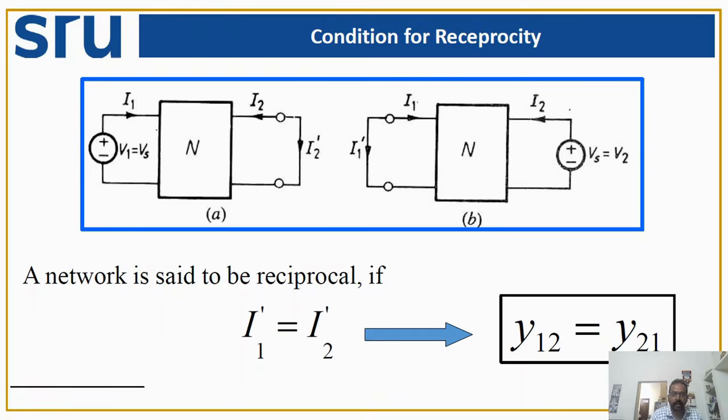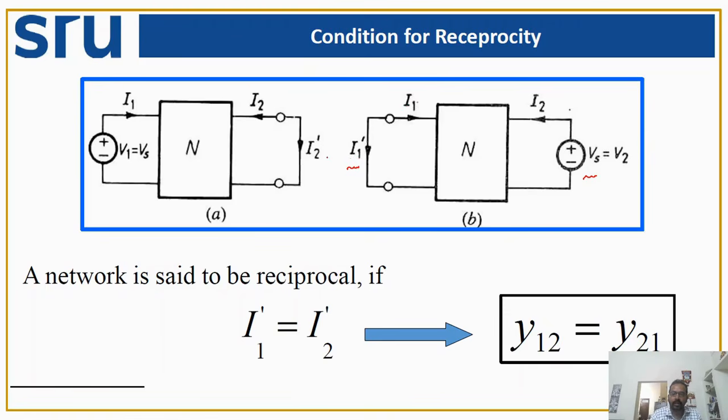So we have considered any network, say network N, and we short the output port. That is, we make V2 equal to 0 and excite at the input port, so the source voltage is V1. We get two currents, I1 and I2, and I2 is nothing but minus I2 dash. Now we exchange the response and the excitation branches. We excite at branch 2, the output port, and take the response at the input port. So here I1 is equal to minus I1 dash.